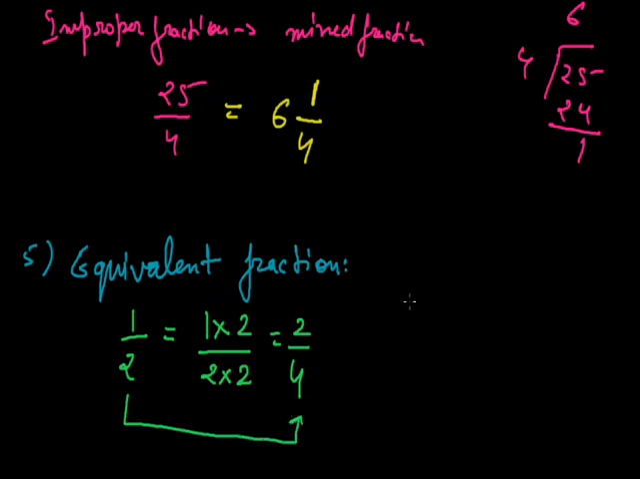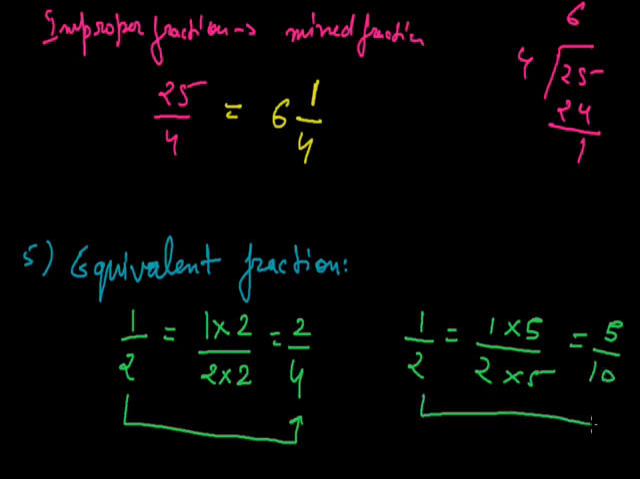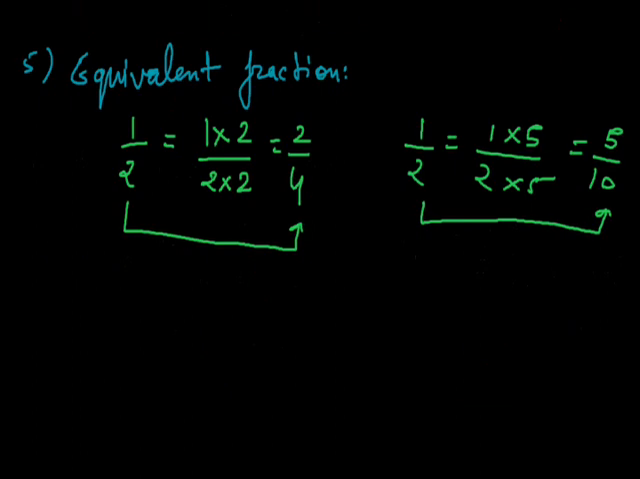I can write one more equivalent fraction of 1 by 2. If I multiply 1, that is the numerator, by 5 and the denominator 2 by 5, then I get 5 by 10. This is another equivalent fraction of 1 by 2. We can also get an equivalent fraction with the help of dividing the number.